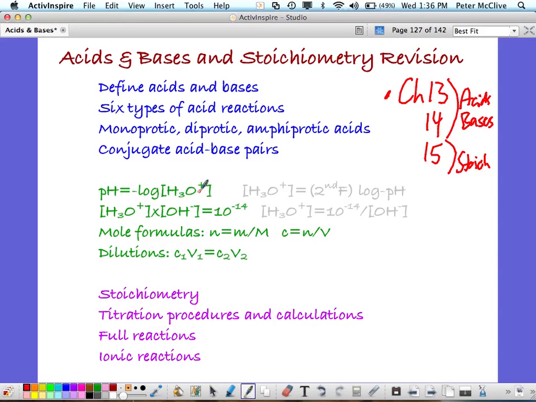Okay, and then also just being familiar with these formulas, our mole formulas, n equals m on M, c equals n on V, and also some idea of how to use this dilution formula, which basically says the number of moles at the start is the same as the number of moles at the end, or the concentration times the volume equals the concentration times the volume. Being able to use that.